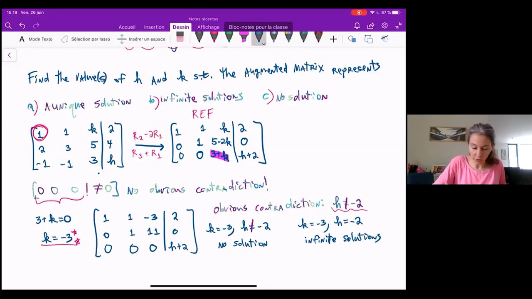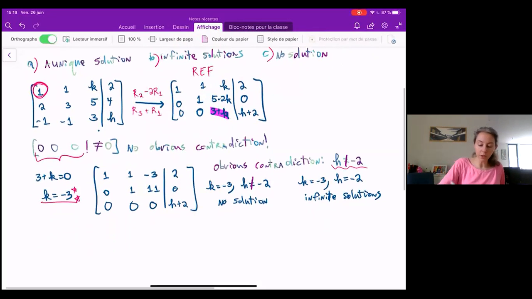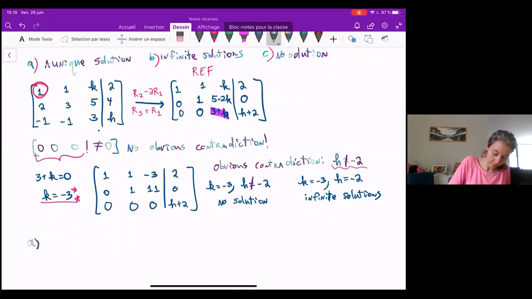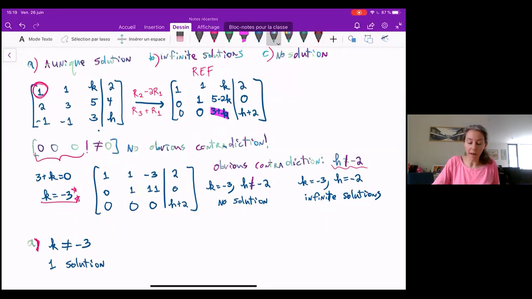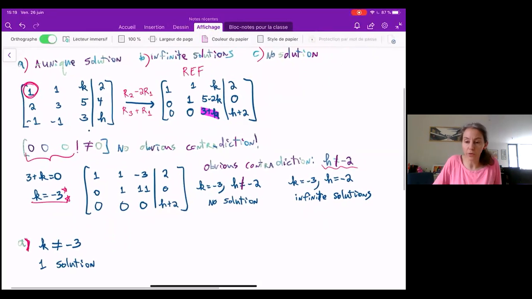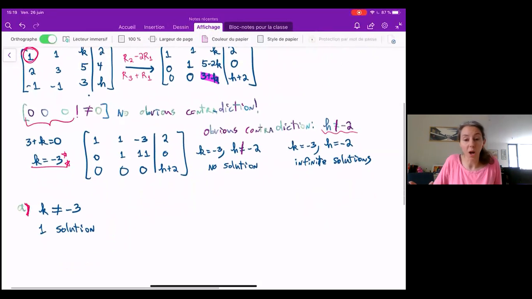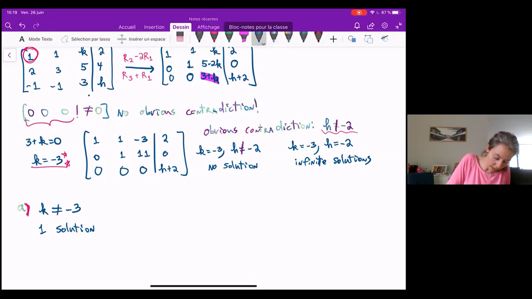So my final answer here is that the unique solution occurs when we have a pivot in every column. So that is when K does not equal negative 3. And H, it turns out, does not matter. H can be anything in the world. H could even be negative 2, causing us to have 0 there, because we have a pivot in that column. So H can be anything.